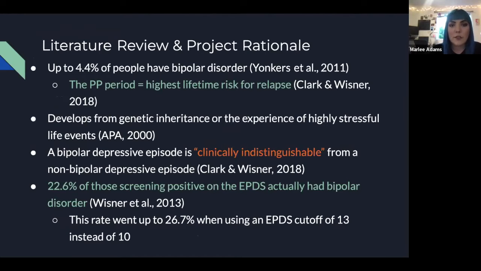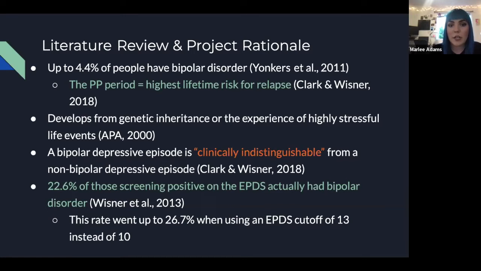So jumping into my literature review, I think it's important to note that up to 4.4% of people have bipolar disorder. So this is something that midwives are going to be running into, whether we know it or not. Even just going to the grocery store or the movie theater, you're likely going to be running into people who have bipolar disorder.